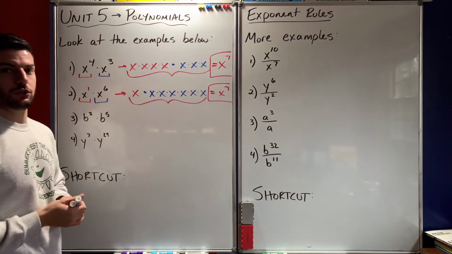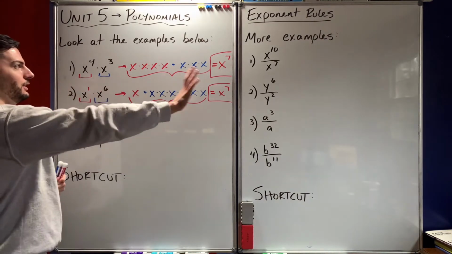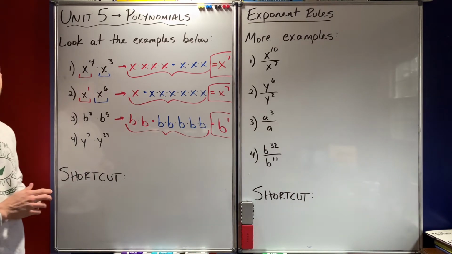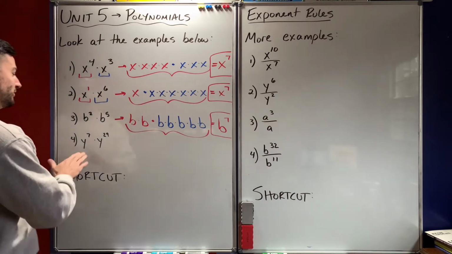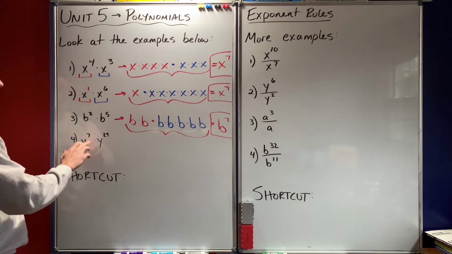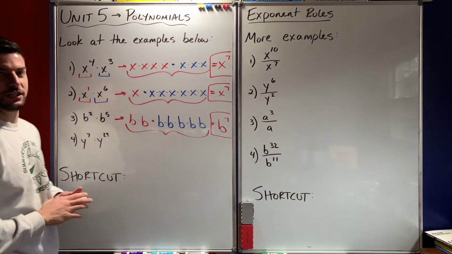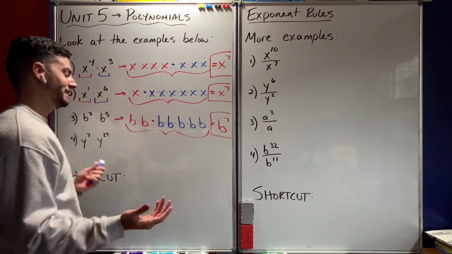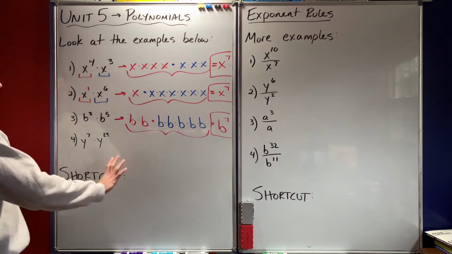Now, what I would want you to work towards is a shortcut, because it's annoying to have to write out all these x's every time, right? Now this last one, this is where I don't want to have to do it, right? Because when we see y to the 7th times y to the 29th power, I don't want to have to write out 29 y's in a big list like that. That's too much, okay? But thankfully there's a shortcut here, right?